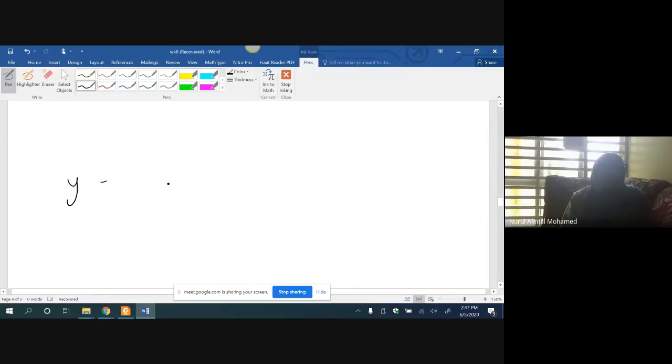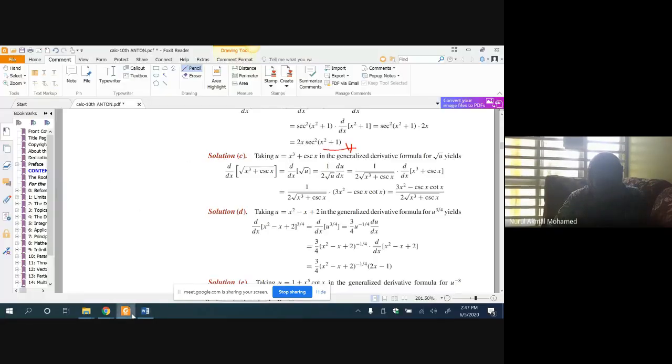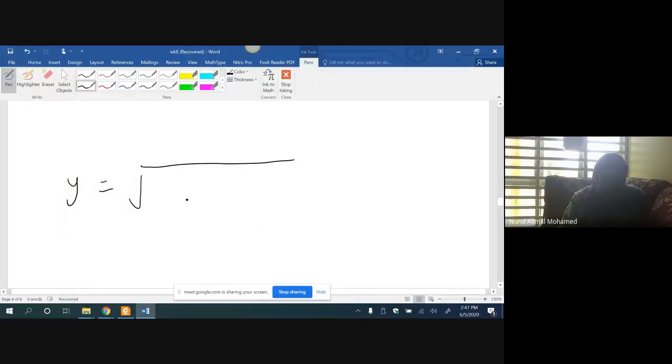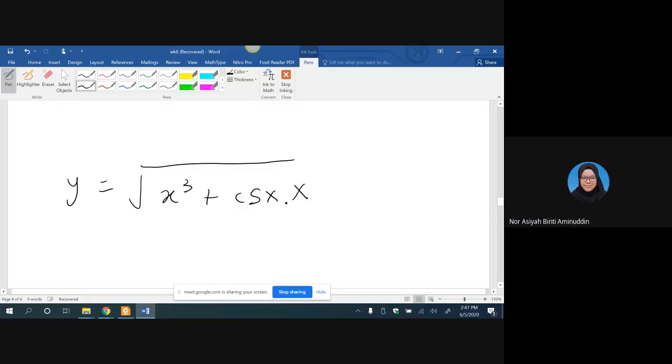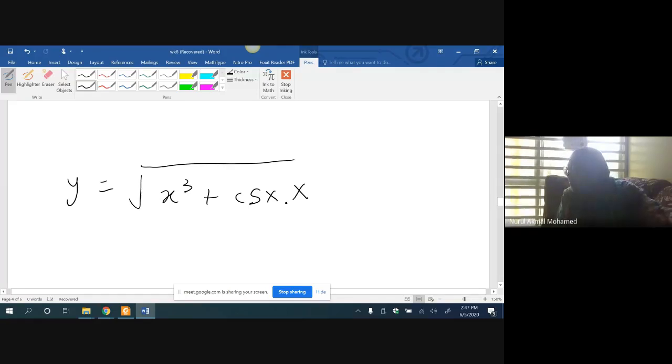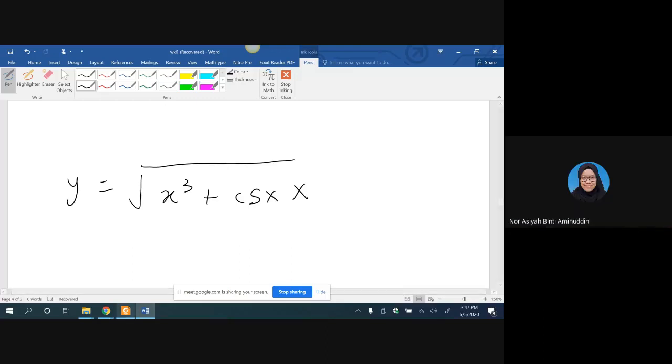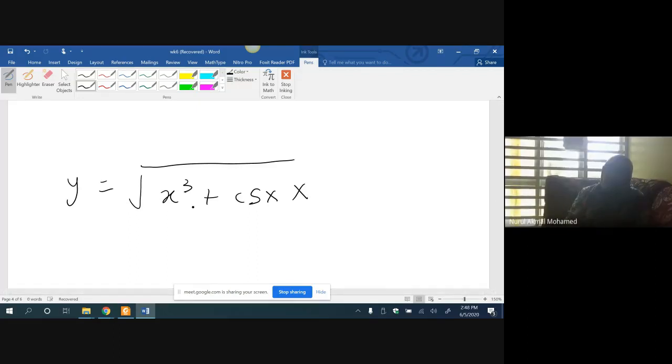So y is equal to the square root of x cubed plus cosecant of x. So this is the question. Am I right or not? Yes, okay, good. Now we are asked to find the derivative of y with respect to x.